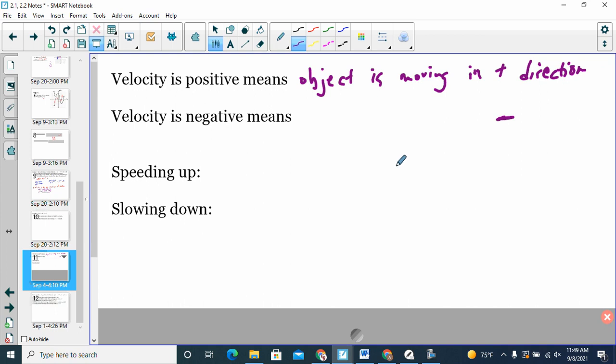To tell if a particle or an object is speeding up or slowing down, we need not only its velocity, but its acceleration as well. And we do need both. So speeding up would be if velocity and acceleration have the same sign.